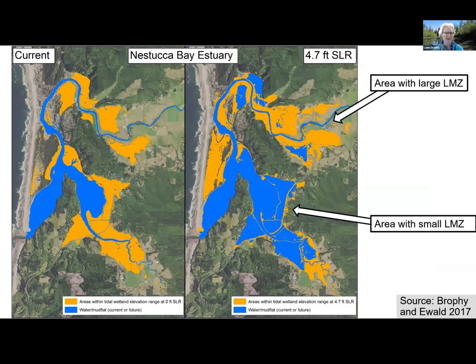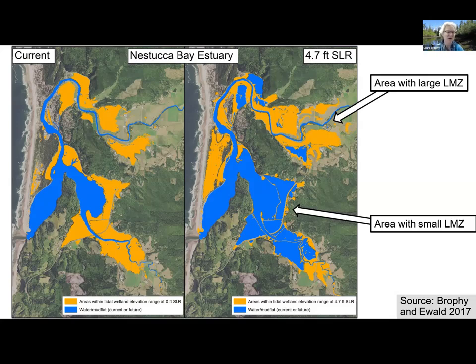Orange represents areas that are at the right elevation to be vegetated tidal marsh or tidal swamp. Blue is mudflat or open water. And as sea level rises by 4.7 feet, we didn't specify the year, just a rise of 4.7 feet, the orange has expanded upslope, and much of the former orange tidal marsh has turned blue, it's drowned, and has become mudflat. So these kinds of maps help us figure out where we should look landward for future tidal wetlands.